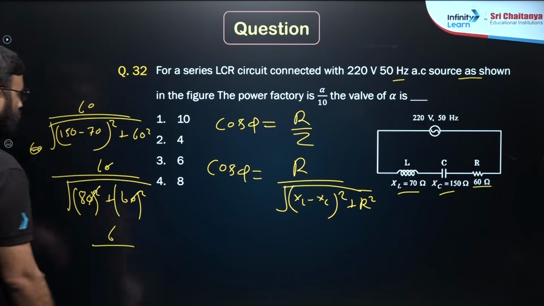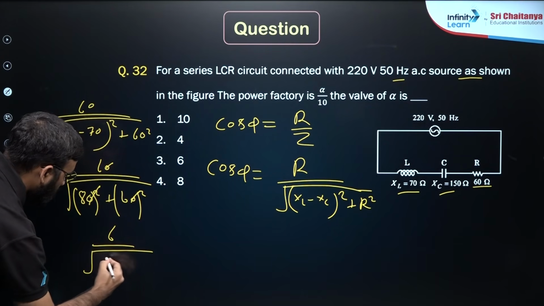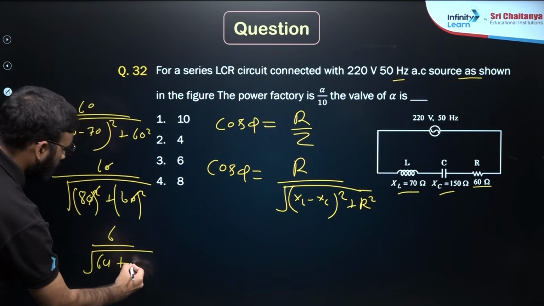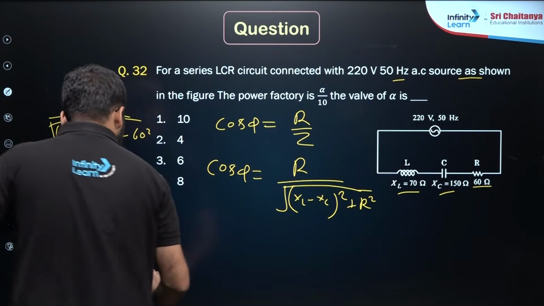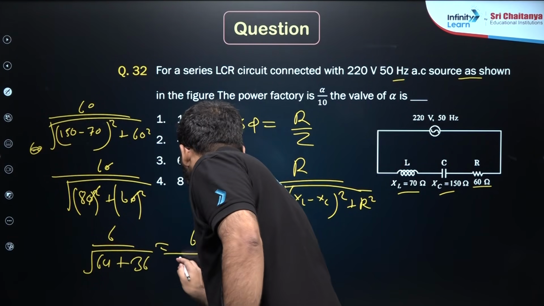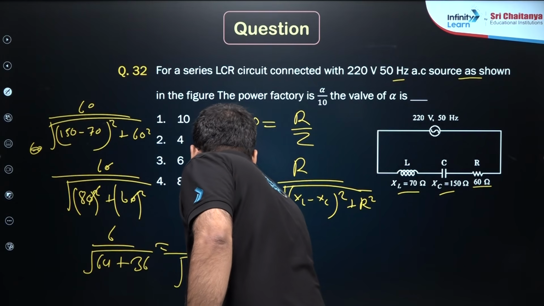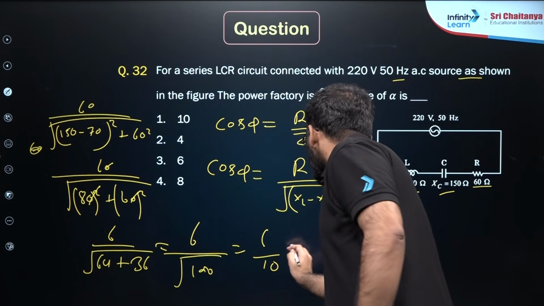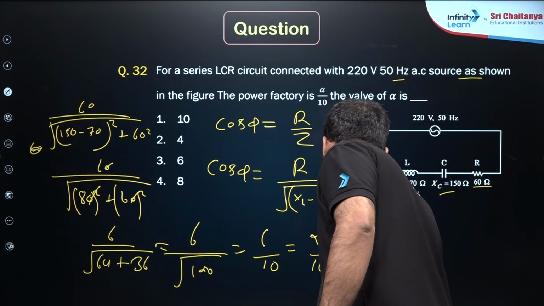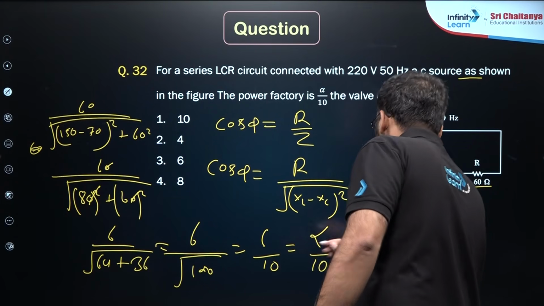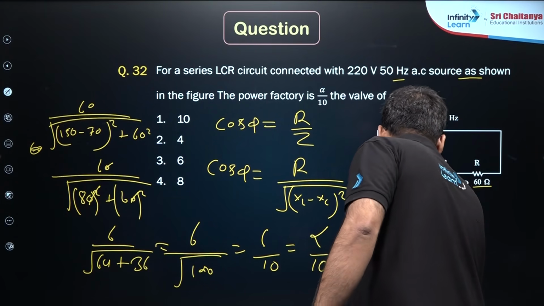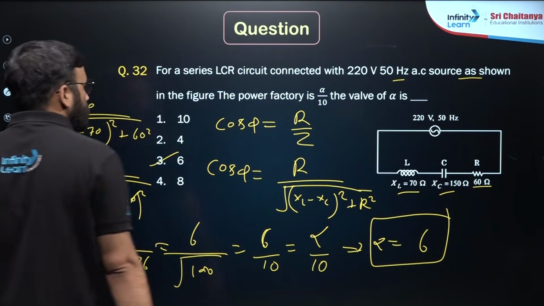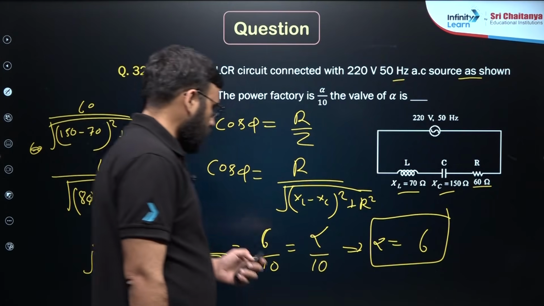Okay beta, so what is my 8 square? 64, and 6 square is 36. So what is this, 100? So 6 divided by square root of 100, this will be 6 by 10. Now you can compare with this one, alpha upon 10. So alpha equals 6. Okay beta, 6 is the final answer. Option third is your correct answer for question 32.